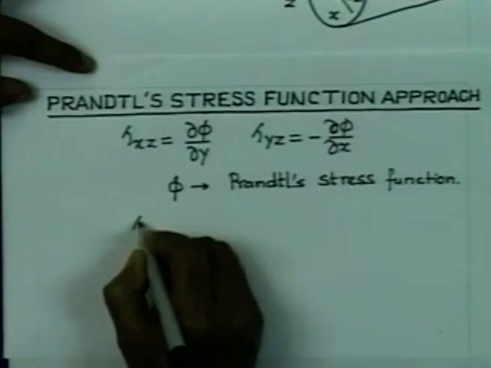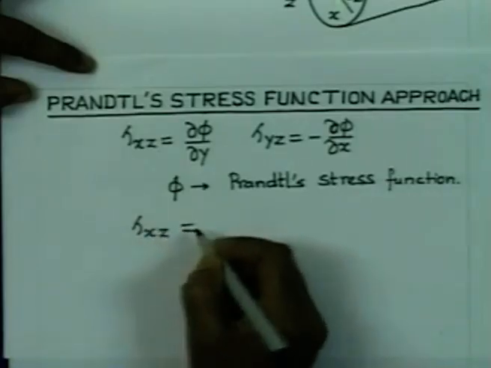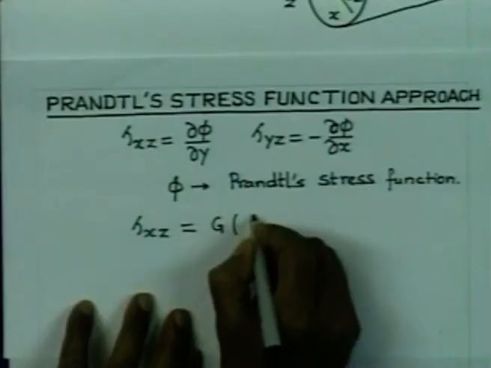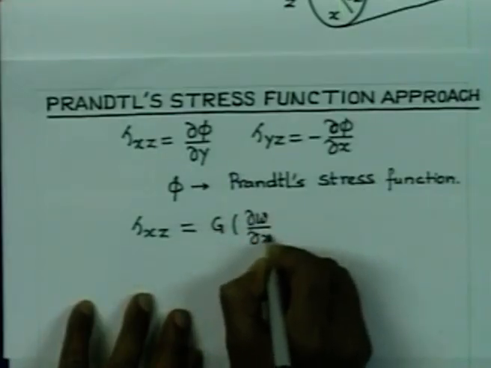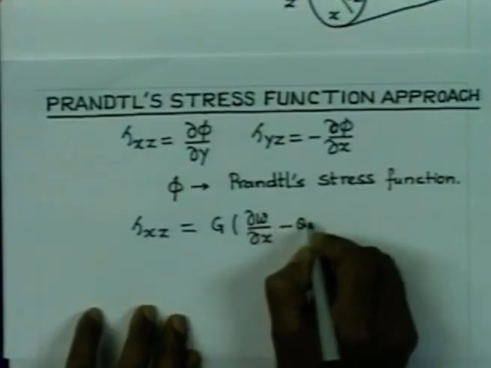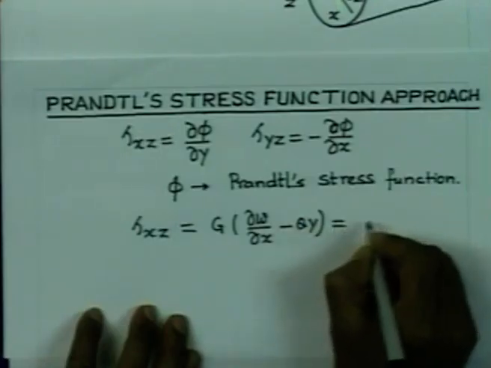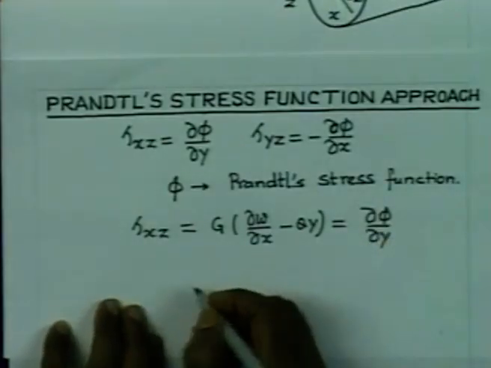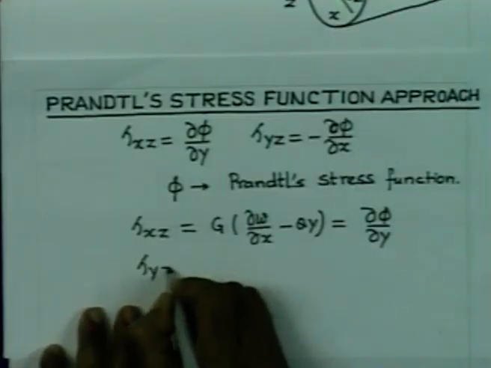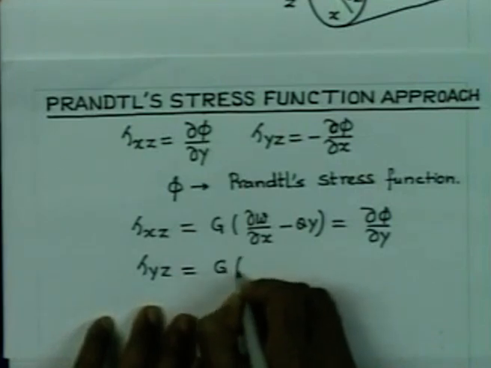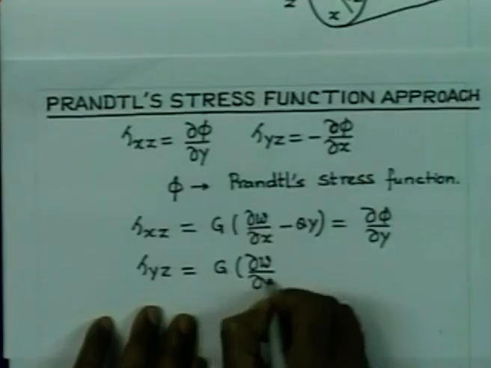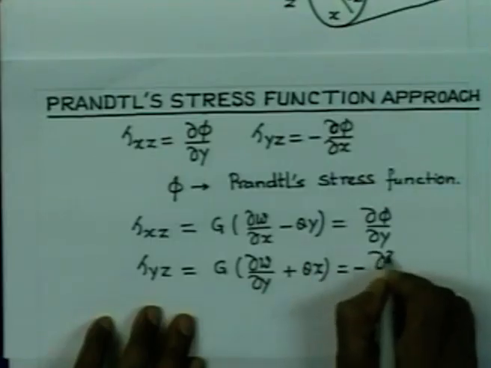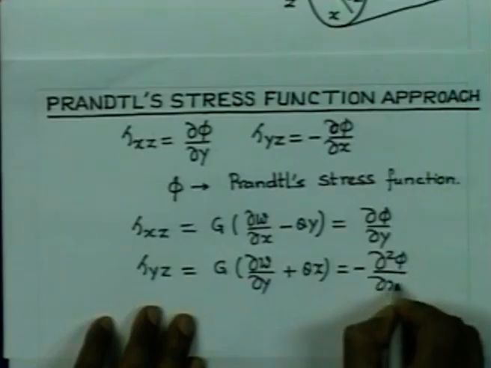We have already seen that tau xz was given by G delta w delta x minus theta y, and that is equal to delta phi delta y, and tau yz is G delta w delta y plus theta x, which is equal to minus delta 2 phi delta x square.